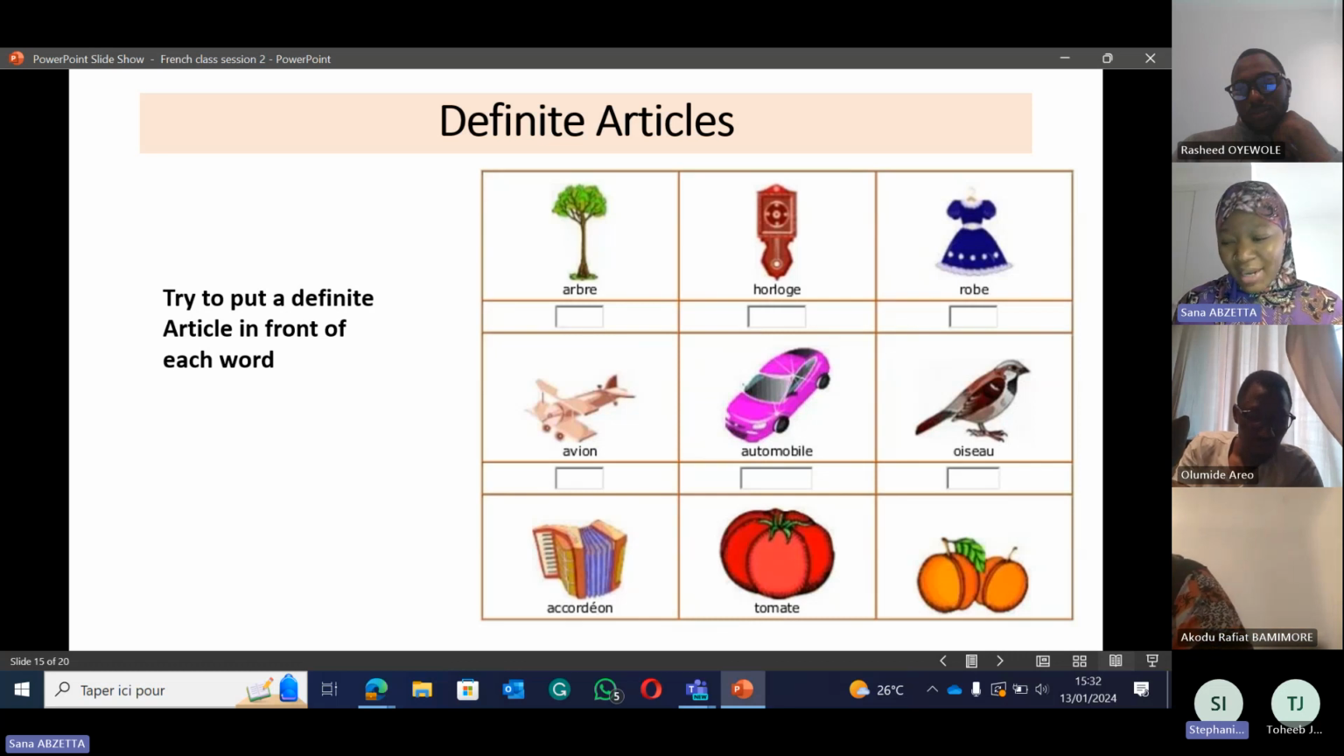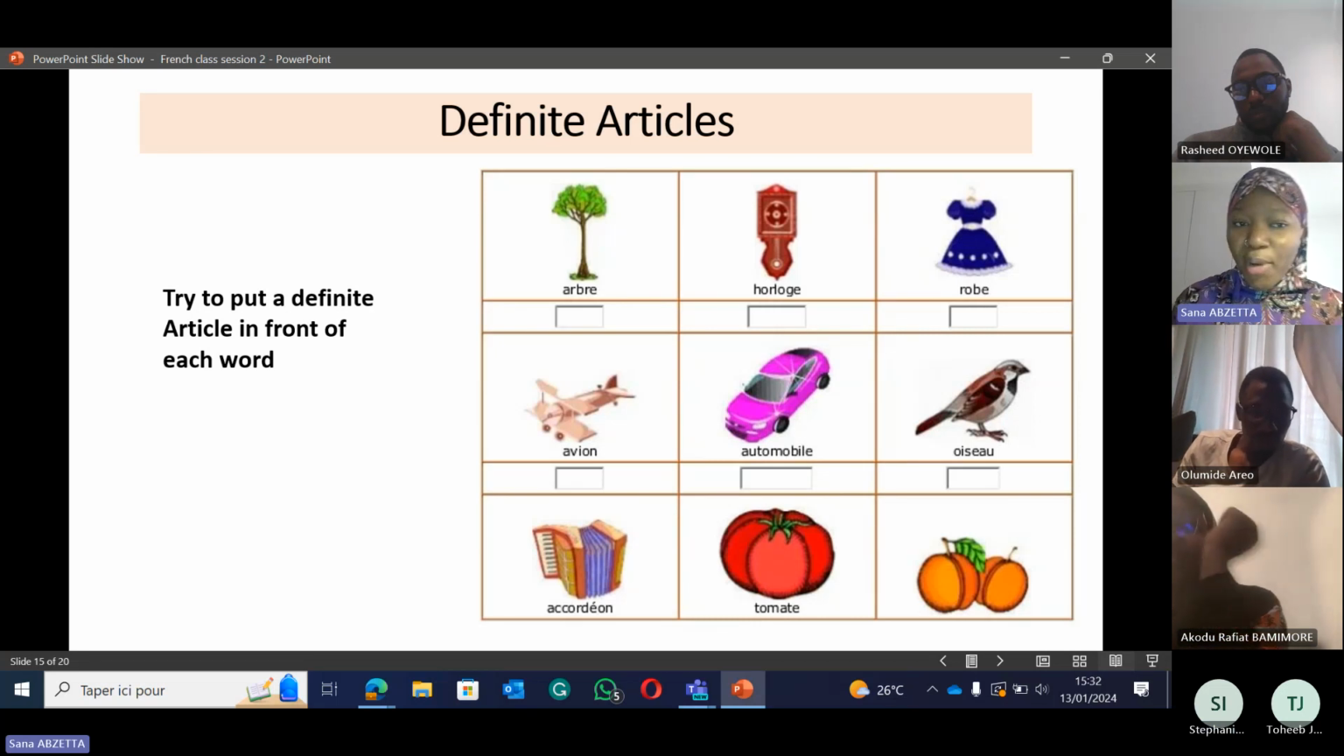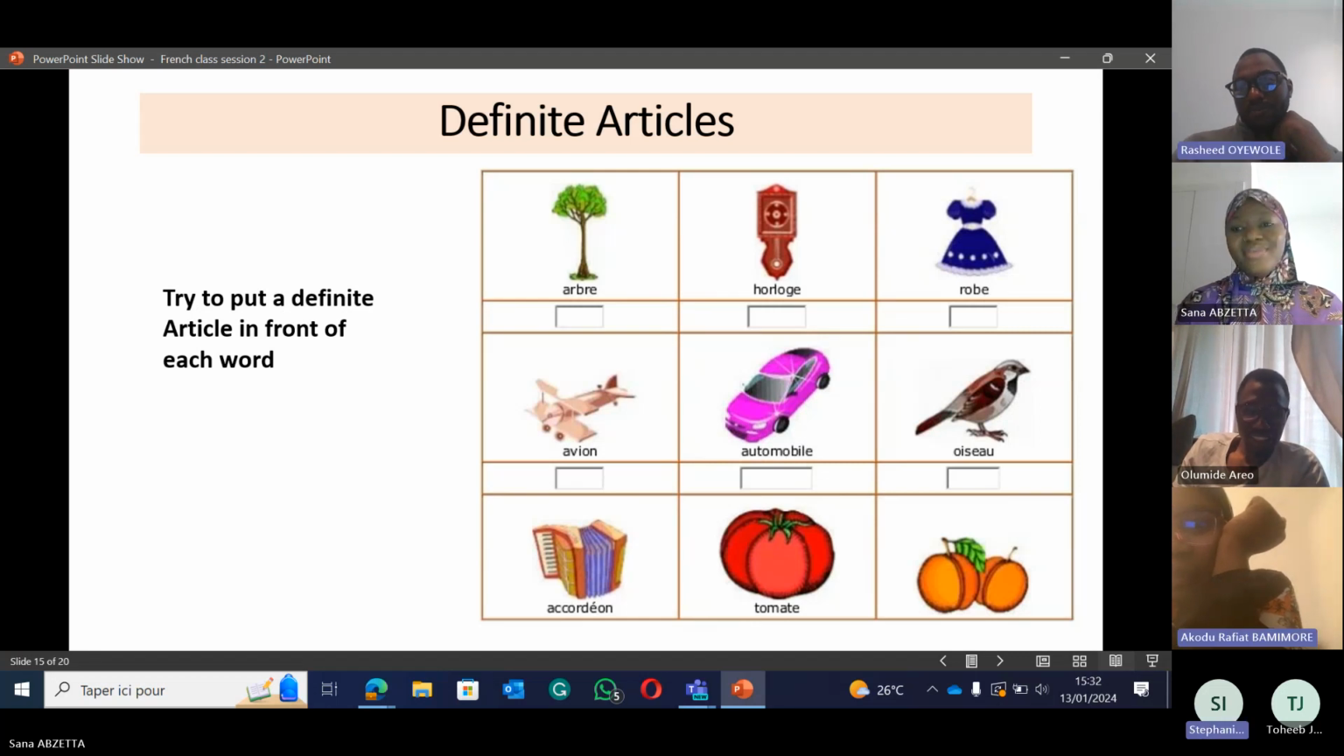The next one, a dress. In French is robe. Do you think that robe is a feminine or a masculine word? Feminine. Okay, so it's la robe. La robe. La robe. La robe. Good, good, good. Okay, the next one, avion. L'avion. L'avion. L'avion. Good, good, good.